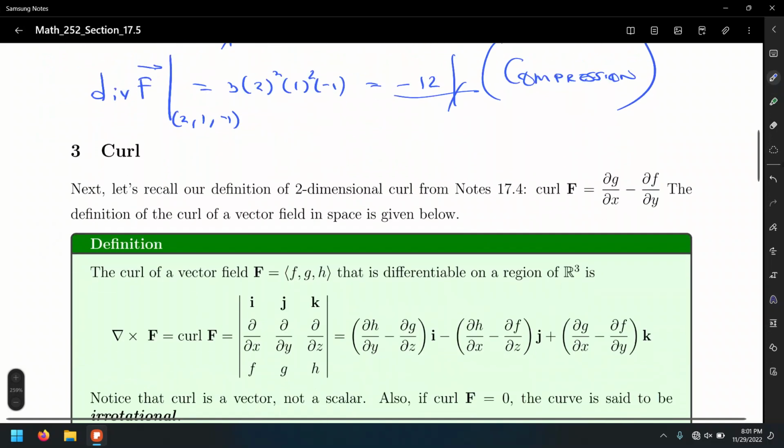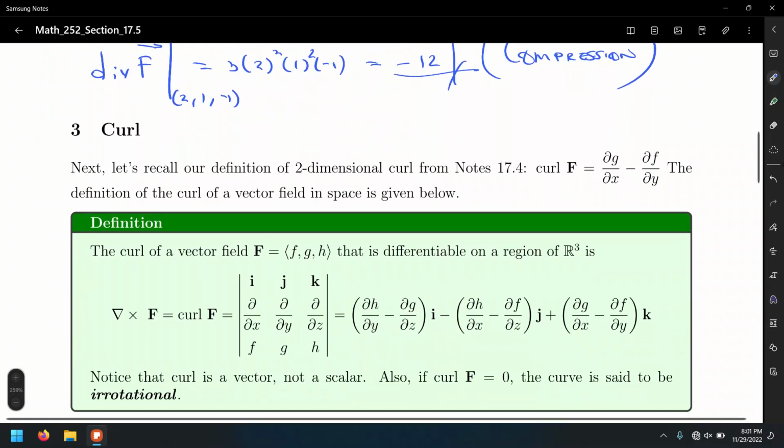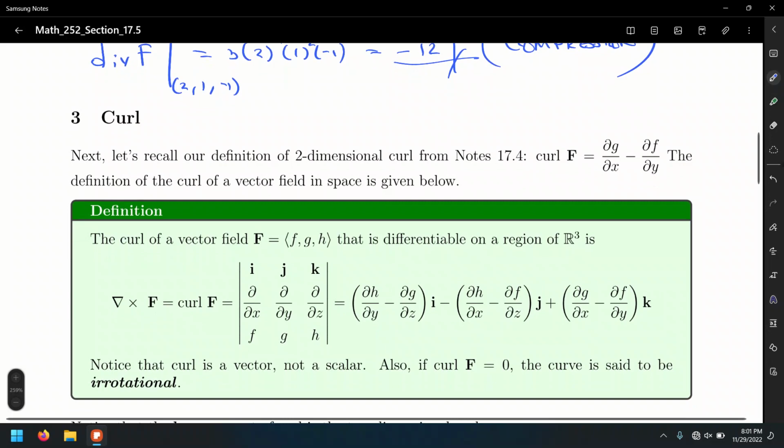The next operator, the curl operator. So, the curl, in this case, is defined in terms of a cross product, not a dot product like we did before. And the formula is a little bigger, and I think it looks a little familiar from the beginning of the semester when we got the cross product of 2 vectors.